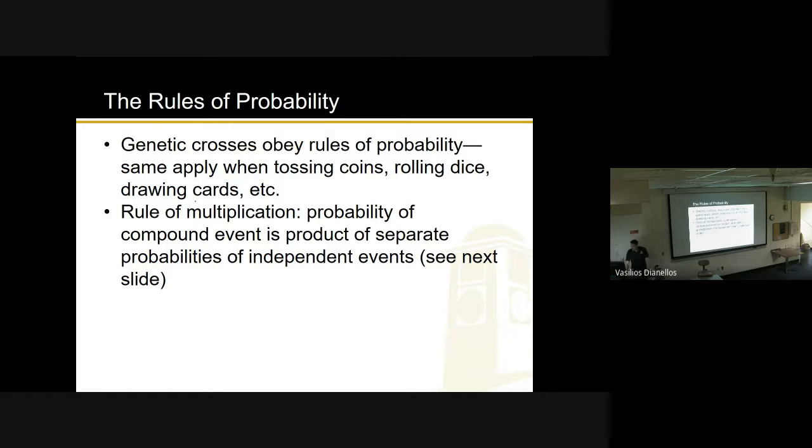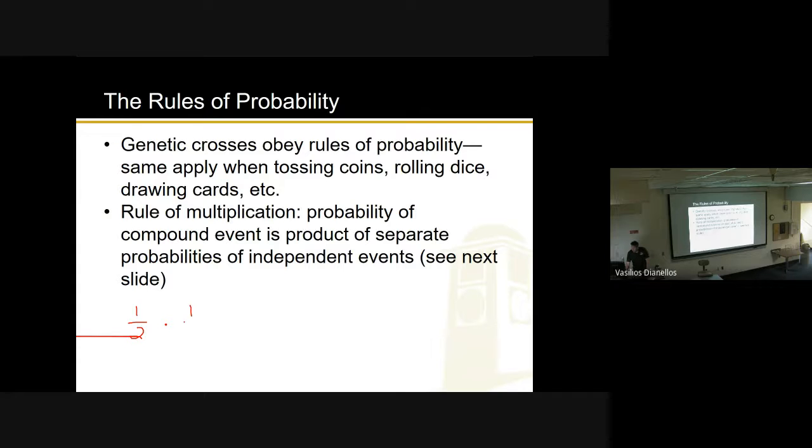Now, that brings us to the rule of multiplication, which is the probability of a compound event is the product of separate probabilities of independent events. Meaning, like you already said, if I flip a coin and it lands on heads, the chances of that happening are 50% or 1 in 2. But if I were to say, what are the chances of me landing on heads and rolling a die and it landing on, I don't know, a 2, right? And that's 1 in 6.